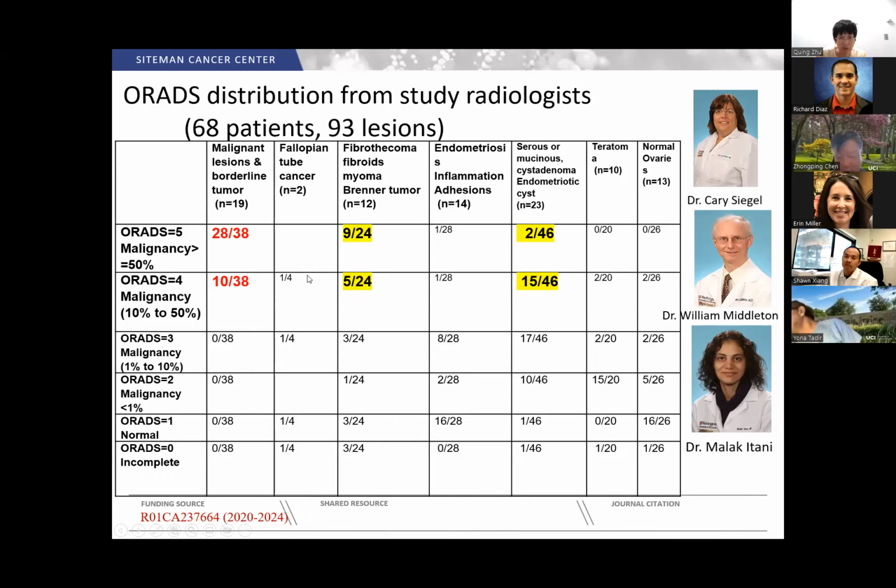But if you look over the fallopian tubes, this third column is the fallopian tubes. Fallopian tube is a cancer. The size is small. You see their readings spread out from 4, 3, 2, very low suspicion, to 1, even normal. And they're not very good at detecting when the lesions are small. But fallopian tube cancer is believed to be the origin of high grade serous carcinoma, which is a very lethal type of ovarian cancer. We found 40 to 50% in the ovarian cancers.